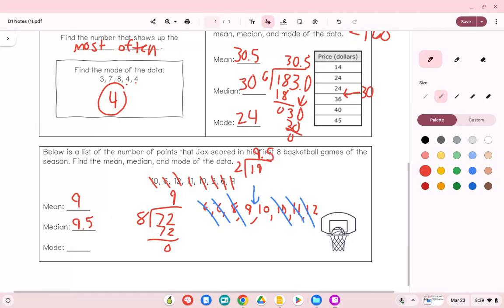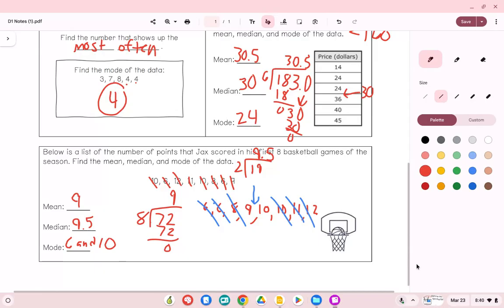And last but not least, the mode, the one that shows up the most. I noticed there's 2 6s and there's 2 10s. So we're going to put 6 and 10. They're both the mode because it's a tie. And sometimes you'll have a data set where there's just one of each number. So if that's the case, you can just say no mode. There's not always going to be one that shows up the most. So it's totally fine to have 2 modes or no mode at all.